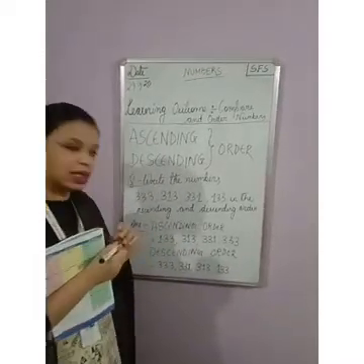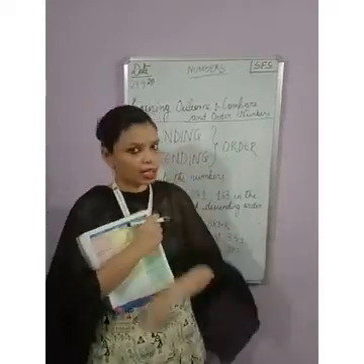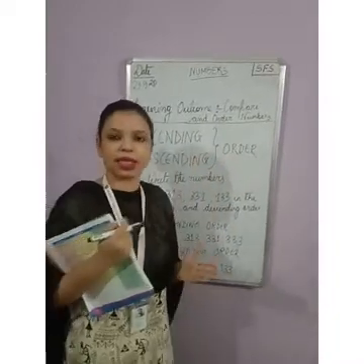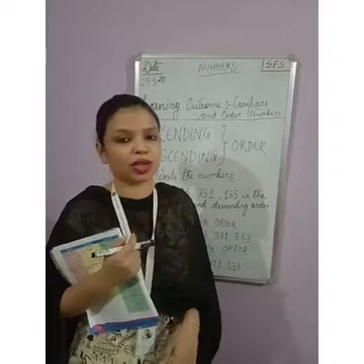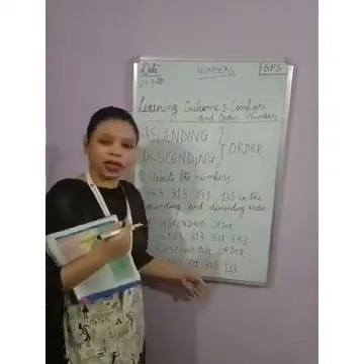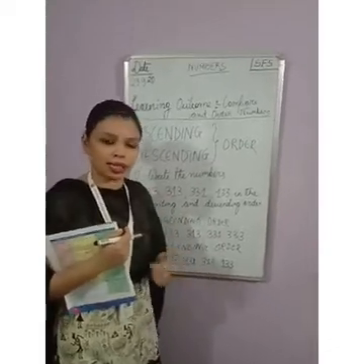So you can arrange the numbers making the place value chart also. Hundreds, tens and ones. Put the numbers accordingly. Compare the hundreds place. If the hundreds place is equal, then go to the tens place. If the tens place is also equal, then go to the ones place. In this way, we can arrange the numbers either in ascending order or in descending order.